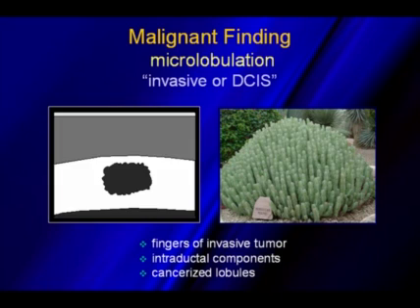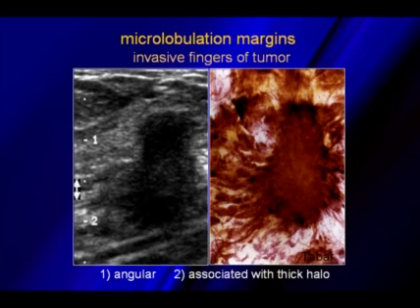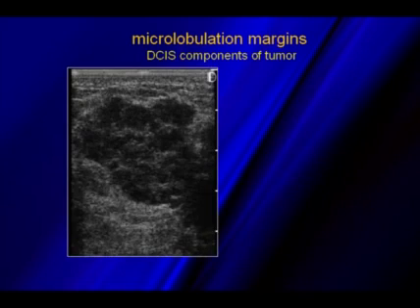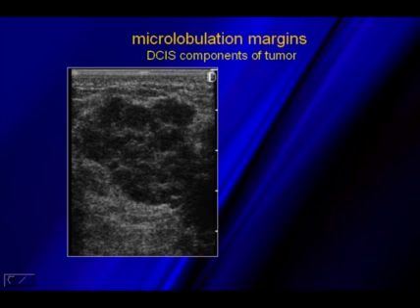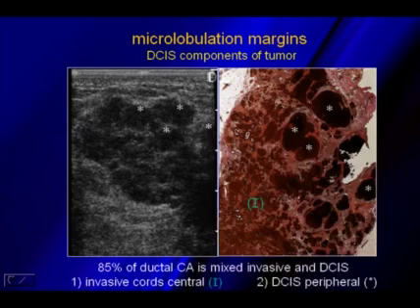You can have fingers of invasive tumor. We can have intraductal components or cancerization of the lobules. If we look at the invasive fingers of tumor, sort of an angular margin also associated with the thick echogenic halo, you can see right through here we've got those areas, very similar to what we would call spiculation within that, but those are the fingers of invasive tumor that we'll see with microlobulation. Looking at microlobulation, the DCIS components of the tumor are in this area here that are highlighted.